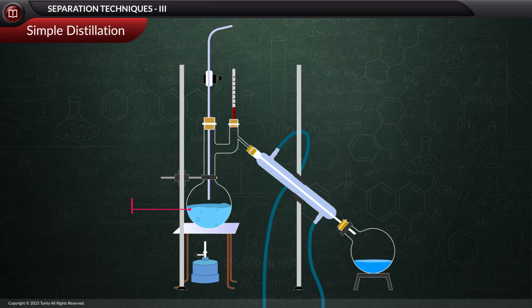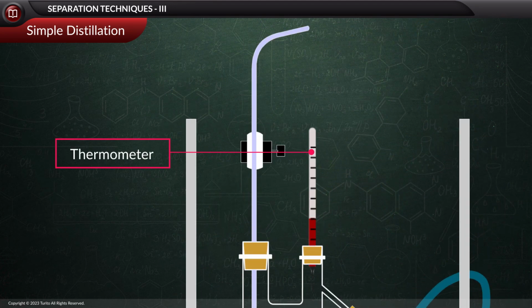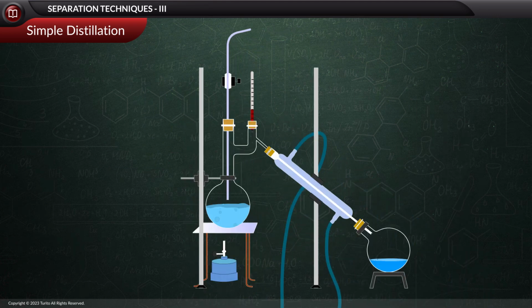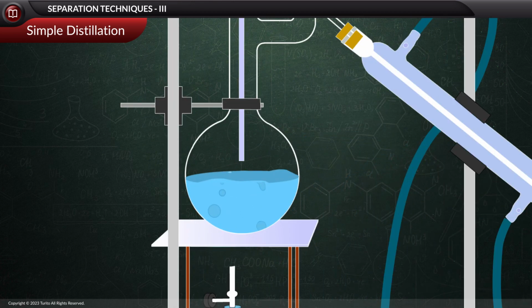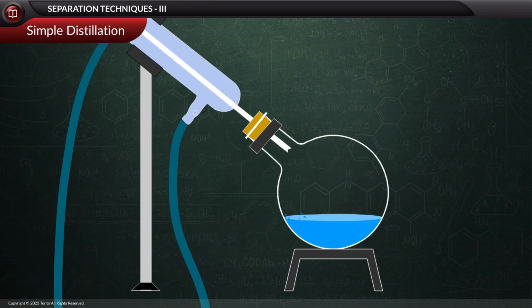To start, take the acetone mixture in a distillation flask fitted with a thermometer. Now, observe carefully how the apparatus is arranged. As you can see here, the distillation flask is joined to a condenser, which helps in cooling the vapor, and then, for collecting the condensed vapor, a flask is kept at the end of the condenser.